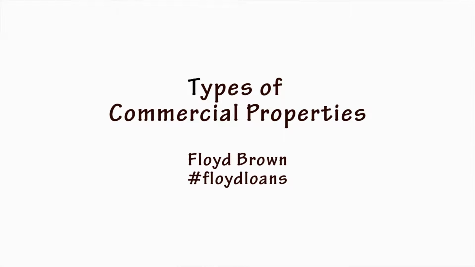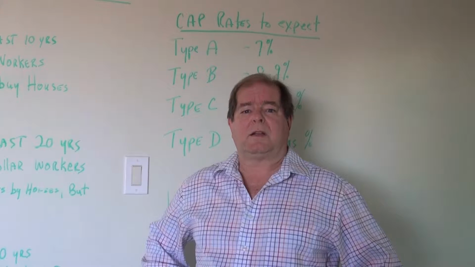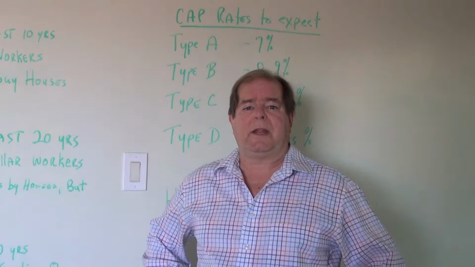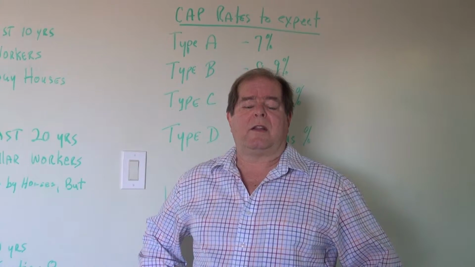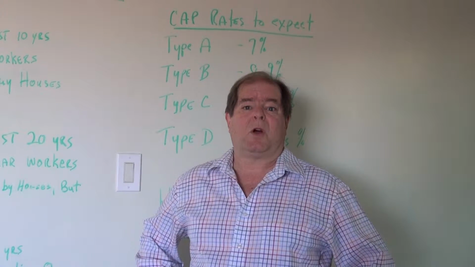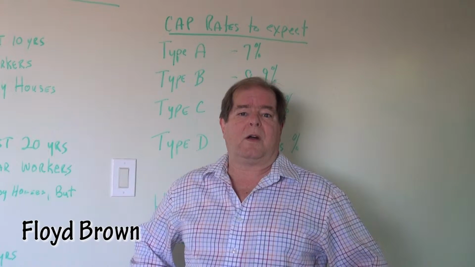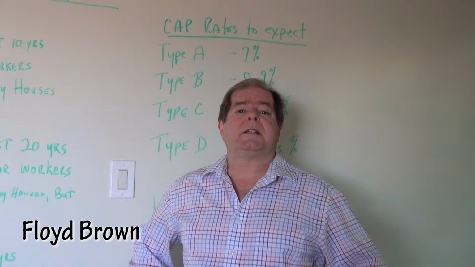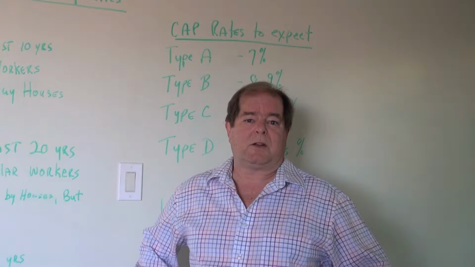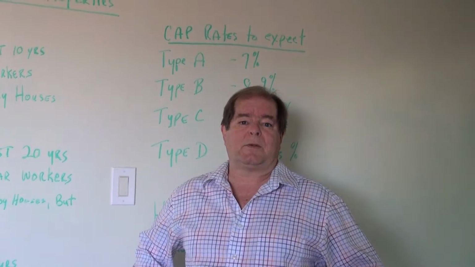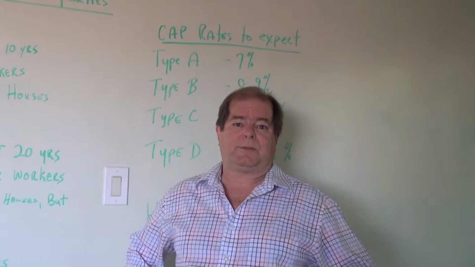Today what I'm going to discuss is the types of commercial properties. Sometimes when I'm talking to somebody over the phone, I'll tell them that's a B property or C property, and then I realize later in the conversation they have no idea what I'm talking about. So I thought I'd do a real quick video explaining the types of properties, especially commercial properties. I'm not going to talk about residential today, unless you're considering an apartment building as residential. I usually consider that commercial.